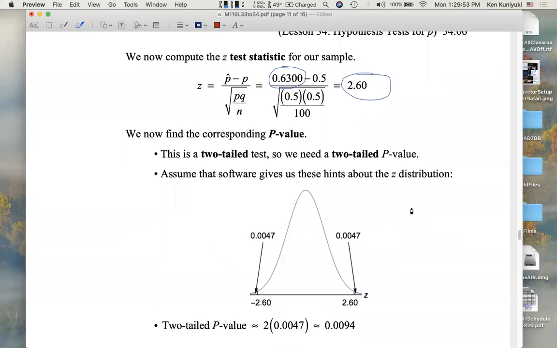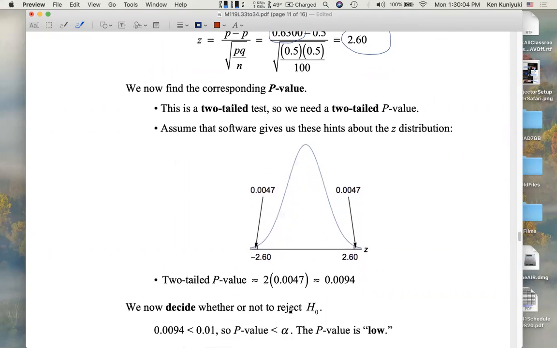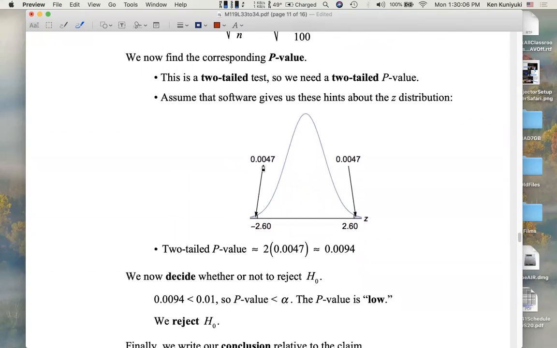We now find the corresponding p-value. Now, it's a two-tailed test, so we have to combine the two areas in the two tails. I'm telling you there's 0.0047 in the left tail and also the right tail. So the two-tail p-value will be twice 0.0047 or 0.0094.